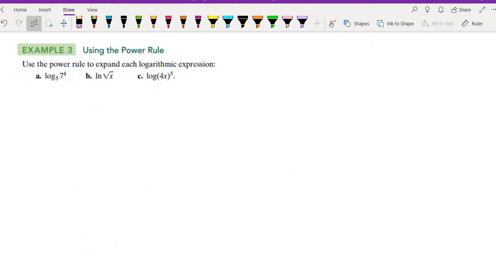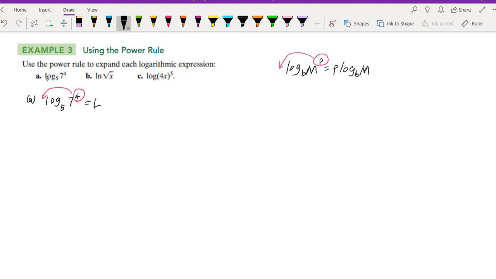Example 3, using the power rule. For examples 1, 2, 3, it tells you exactly what rule to use. Okay? Power rule, I'm going to write it on the right hand side just in case you can't remember. If you look at part A, we have log base 5 of 7 to the fourth power. All I have to do is bring this to the front. Then that gives us 4 log base 5 of 7. You look if you can simplify. In this case, we can't. So that is your answer.